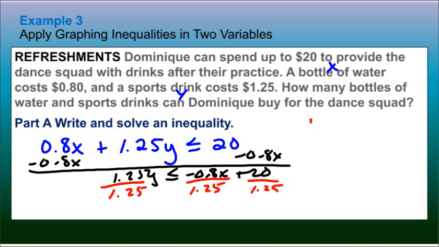And we have an equation. Y is less than or equal to negative 0.8 divided by 1.25 gives us negative 0.64x, and then 20 divided by 1.25 will give us positive 16.